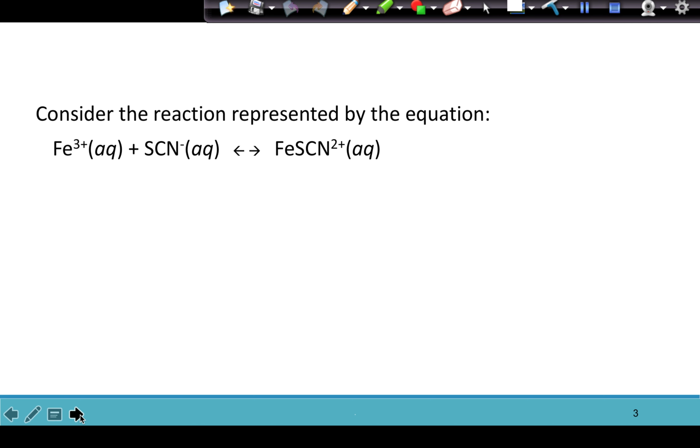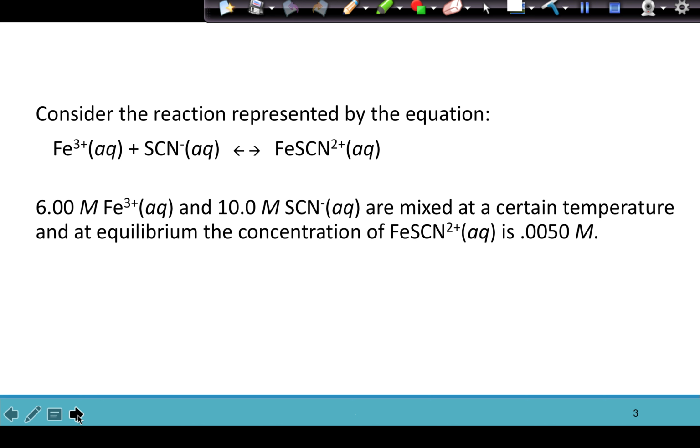So you might get a question that might look like this, where it says, consider a reaction represented by this equation. Notice that usually you'll see a double-sided arrow. That means that our reaction is proceeding in both directions. That's the kind of arrow you will see when you're talking about a reaction that has something to do with equilibrium.